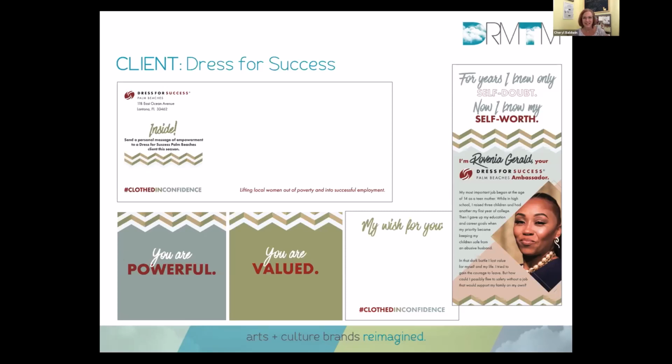just use it and think about it and be creative with it. There's lots of options out there. You can play with it and still stay within your brand guidelines and still have this be recognized as Dress for Success.